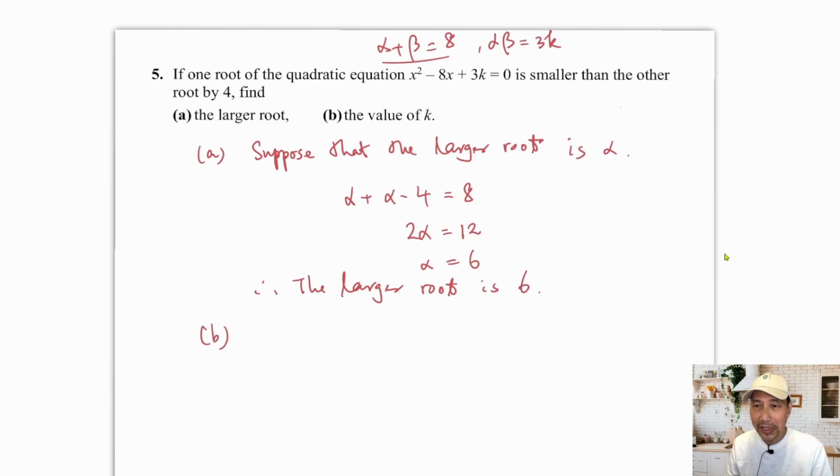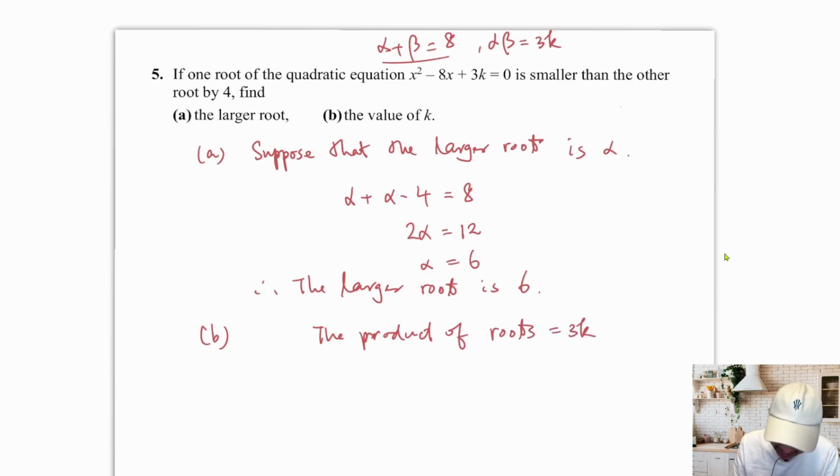In part B, we are going to find the value of k. It should be very obvious because we have one more formula to use. The product of roots is equal to 3k. Okay, so the product of roots should be 6 times 6 minus 4. The two roots are alpha and alpha minus 4. The product of them is 3k. Okay, so 12 is 3k and k is equal to 4.